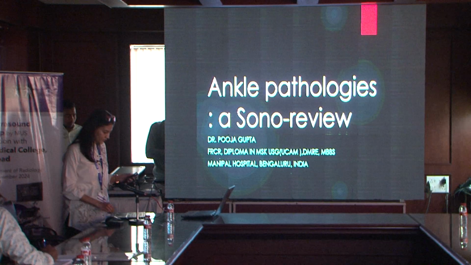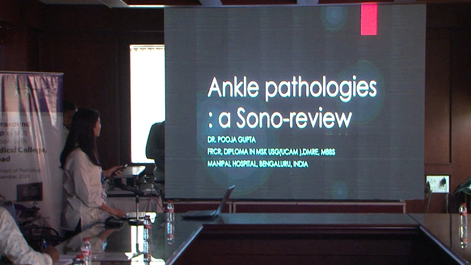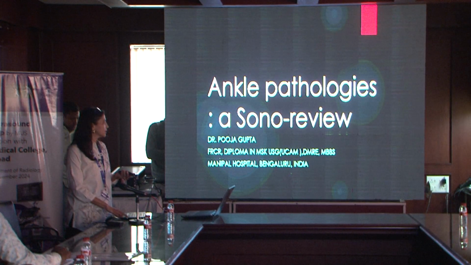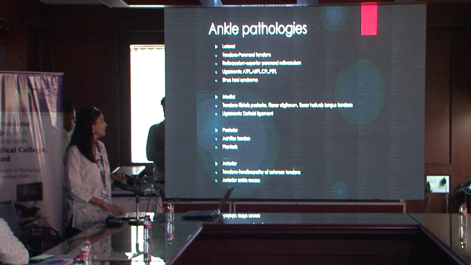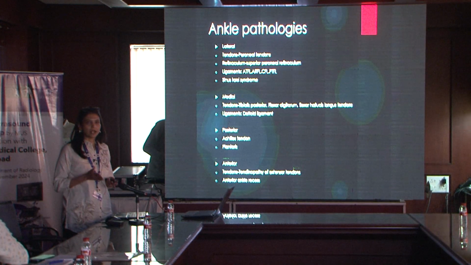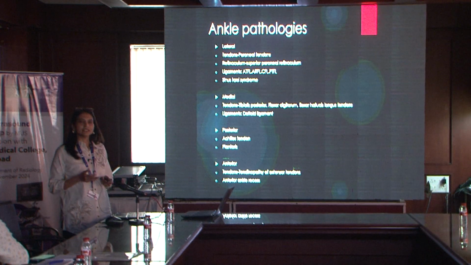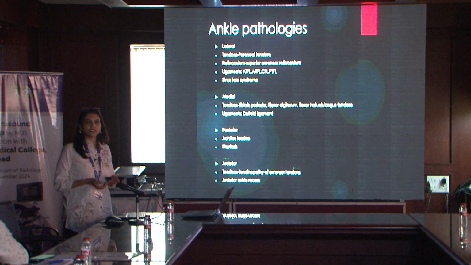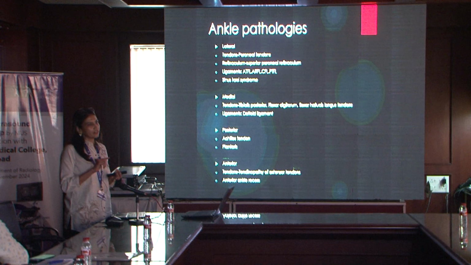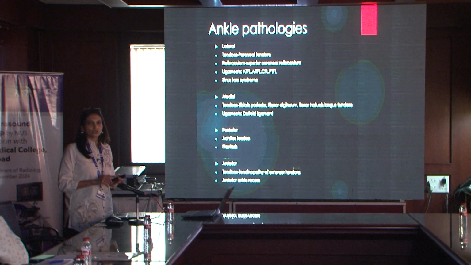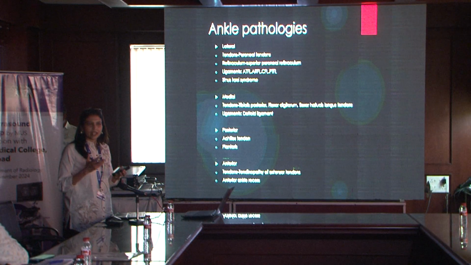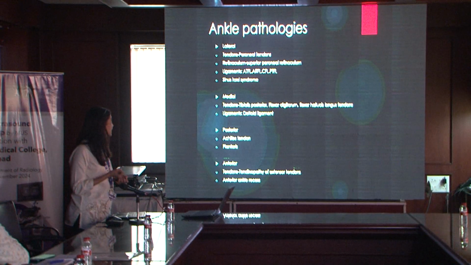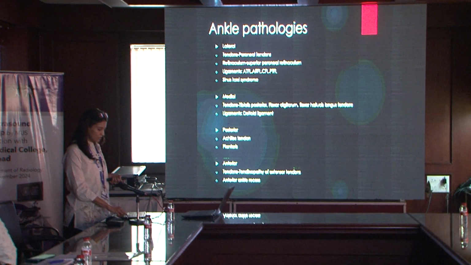So let us have a look. Very nice lecture by Dr. Gaurav. I'll just build up a little on how we review the ankle joint. We divide the ankle into 4 compartments. The most common pathologies are seen in the lateral ankle. The lateral ankle pathologies involve the tendons, the retinaculum and the ligaments. All the pathologies in ultrasound that we see around the ankle are on the tendons, retinaculum and ligaments.